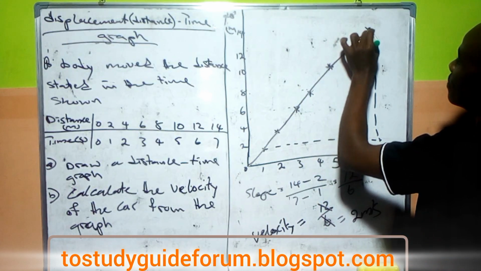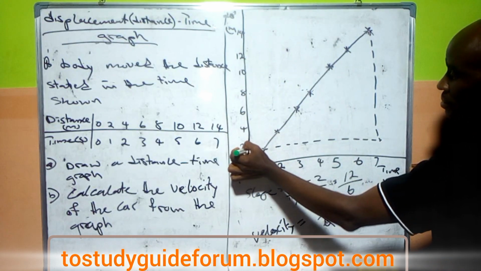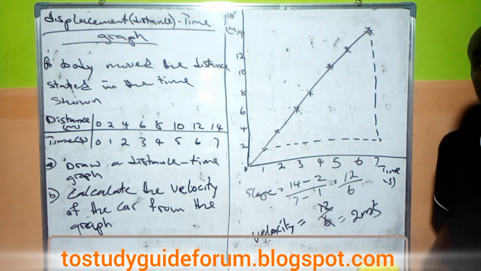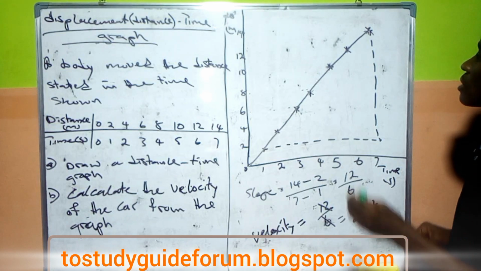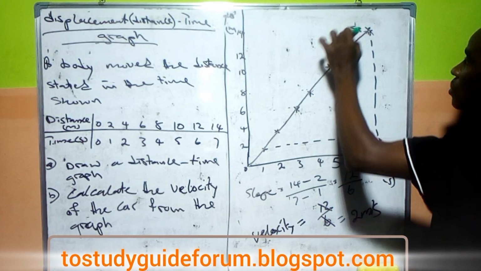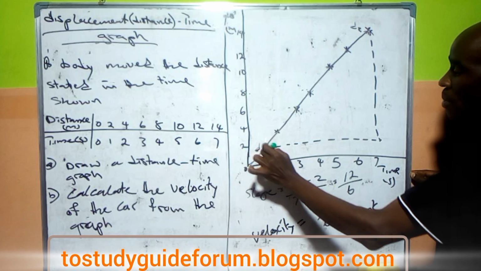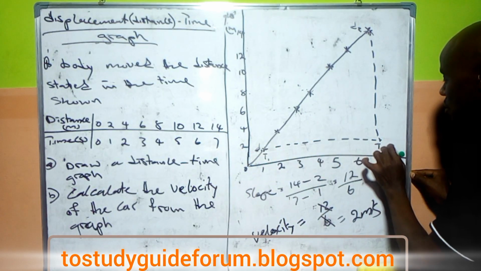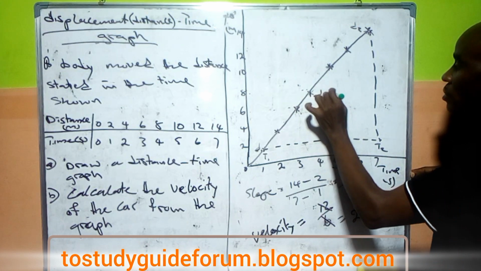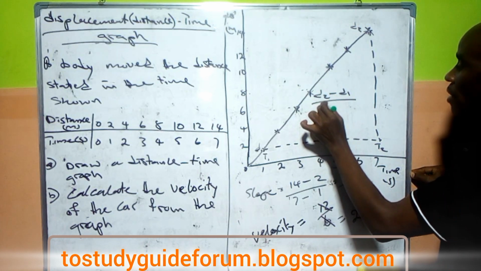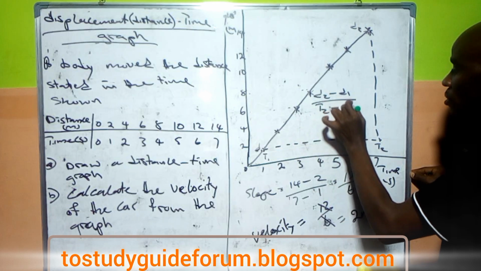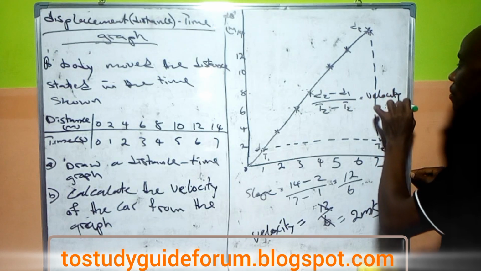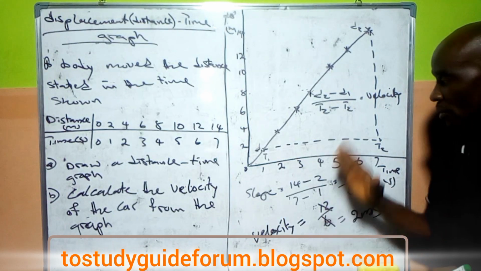Then we have, as we know, this is 14, this is 10. So that is what we have at the end of the calculation. You can say that this one is D2 and D1. This is T1 and this is T2. That is to say D2 minus D1 over T2 minus T1, which will give velocity. Always remember this is just how to get it done.